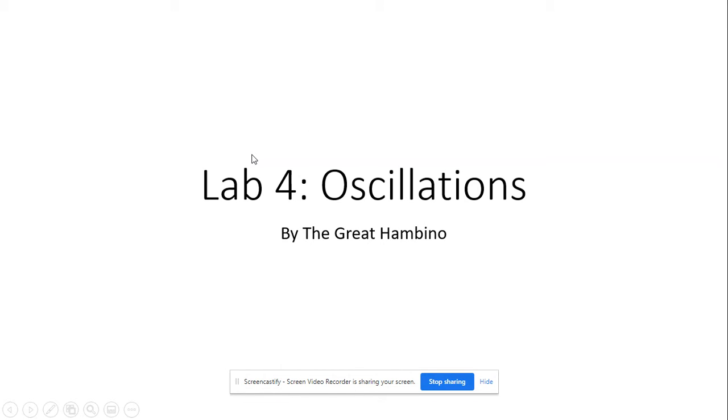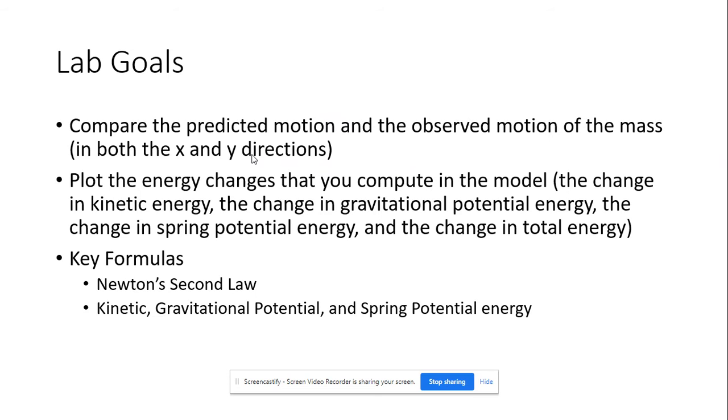Hello and welcome to Lab 4 on oscillations. The goals for this lab are to compare the predicted motion and the observed motion of the mass, which is hung by a string, in both the x and y directions, using a video given to us in which we find data by the tracker, and then a model which we are going to make ourselves.